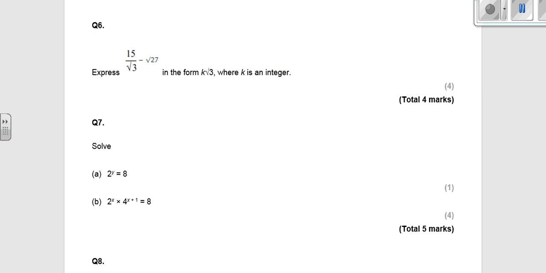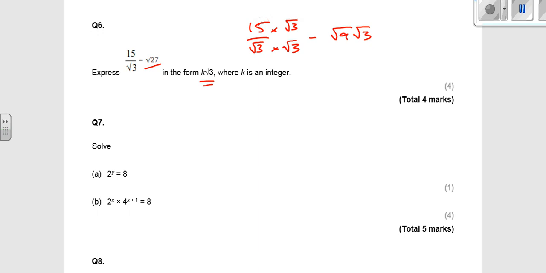Express 15 over root 3 minus root 27 in this format here. So just like the previous question, 15 over root 3. The way we're going to simplify this is we're going to times top and bottom by root 3. And then we're going to simplify square root of 27. So that's going to be the square root of 9 times the square root of 3, because 9 times 3 is 27.